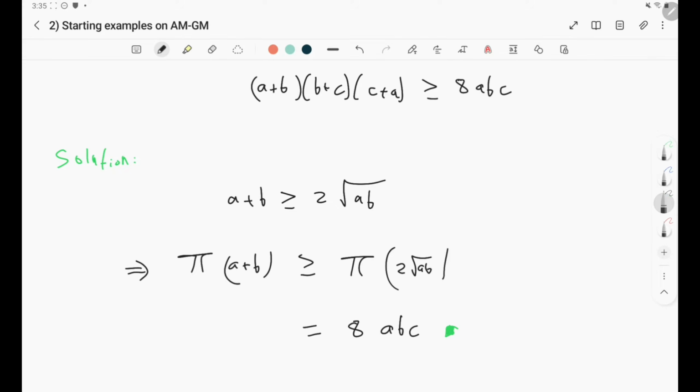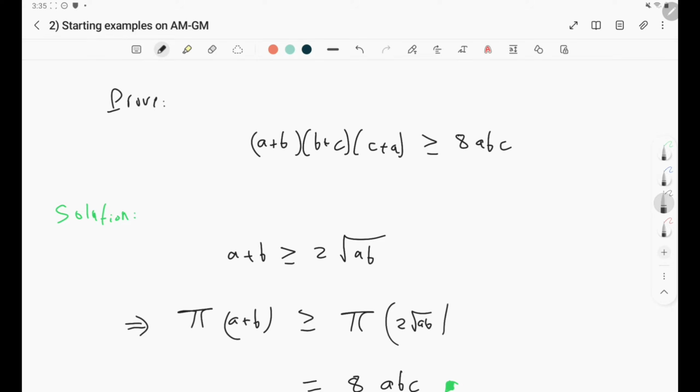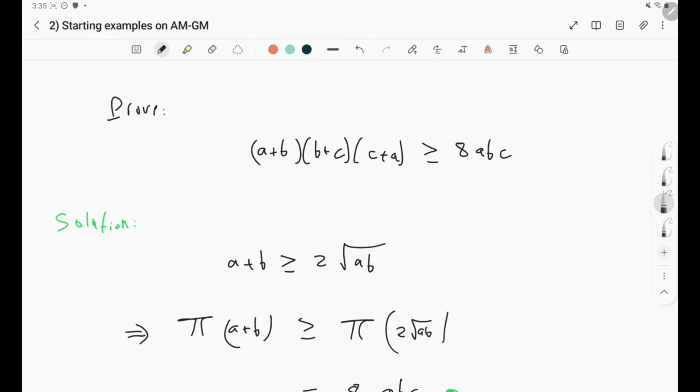Of course, here the equality holds when all the equalities hold, and that happens when a equals b equals c from the AMGM equality case. Okay, so as you can see, this is just the same as the previous example, but there we had 1 here and we had some condition. Here we don't have such a thing. Of course, if they told you the condition abc equals 1, then that would just become 8.